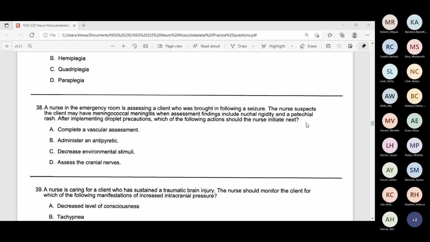A nurse in the emergency room is assessing a client who was brought in following a seizure. The nurse suspects the client may have meningococcal meningitis when assessment findings include nuchal rigidity and a petechial rash. After implementing droplet precautions, which of the following actions should the nurse initiate next?